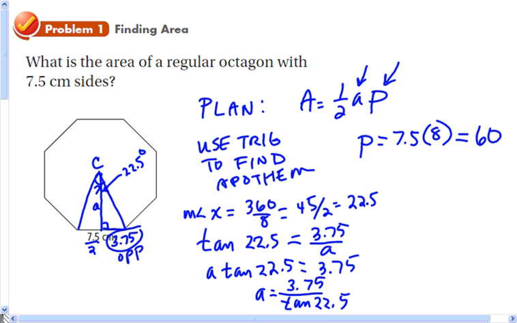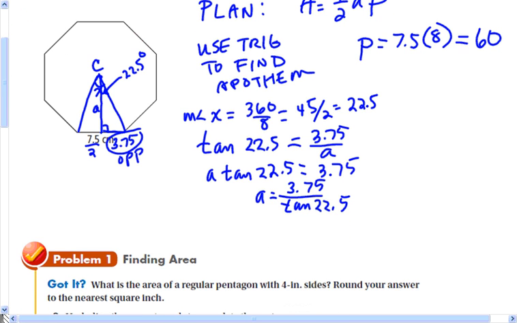So we now have A, we have P, and we can use the formula area equals 1/2 A times P. So we're just going to substitute in. Area is equal to 1/2. A is 3.75 divided by the tangent of 22.5. If I use the whole thing right now, it'll be a little more accurate when I'm rounding in the end. And then times the perimeter with it, which is 60.